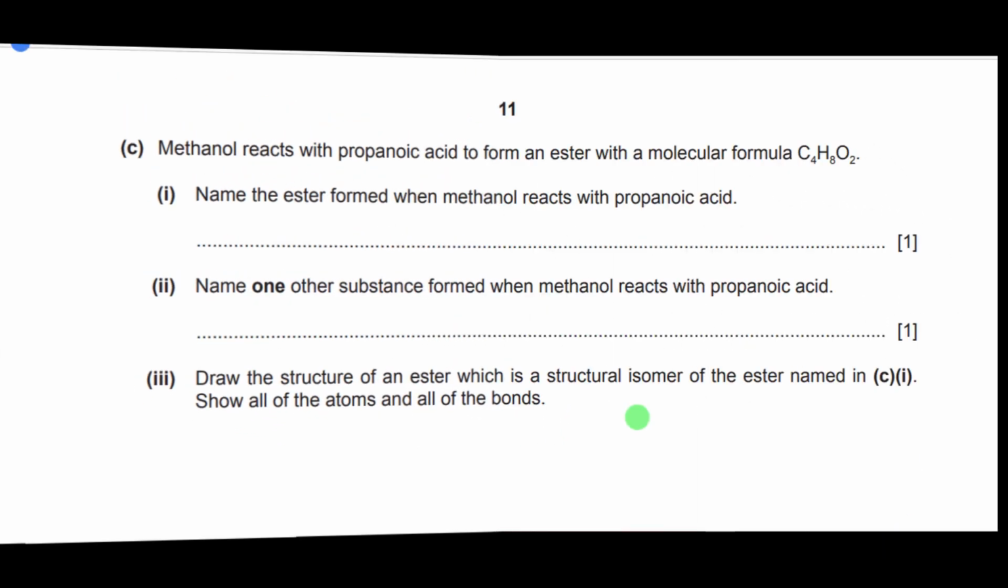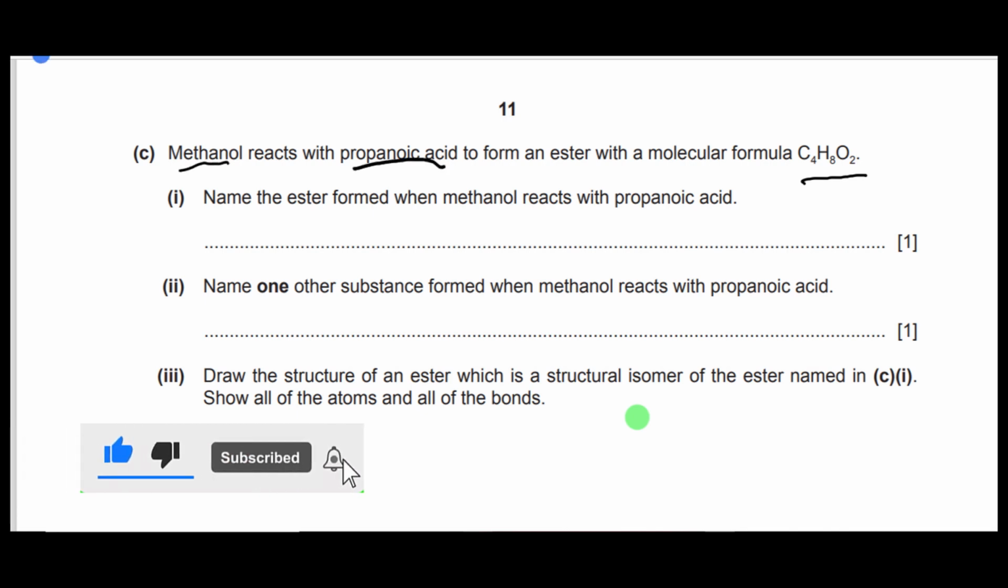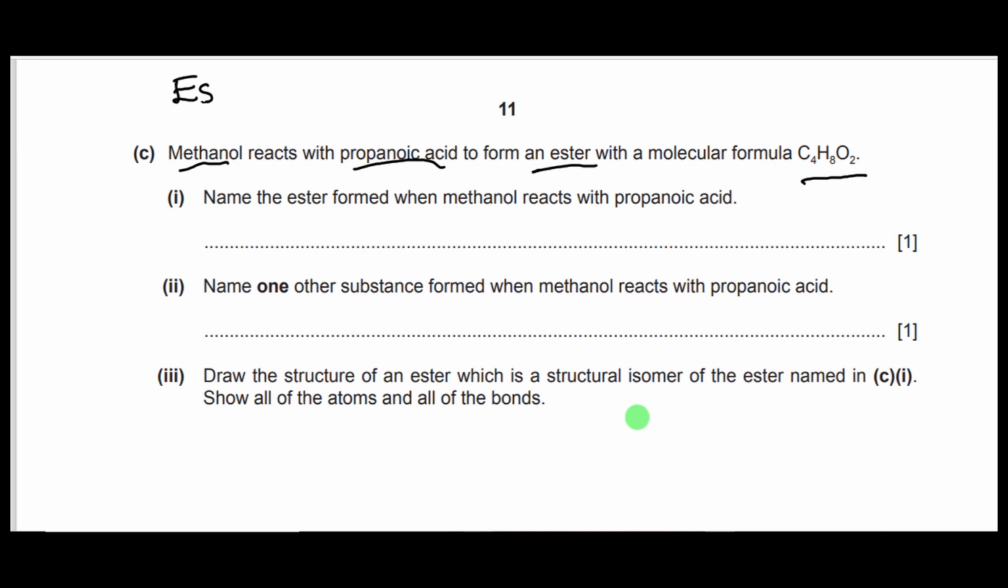The next question here says, question 5C says, methanol reacts with propanoic acid to form an ester with the molecular formula C4H8O2. Methanol reacts with propanoic acid to form an ester, okay, with the molecular formula C4H8O2. Now this reaction is what? It's known as esterification. And what's esterification?